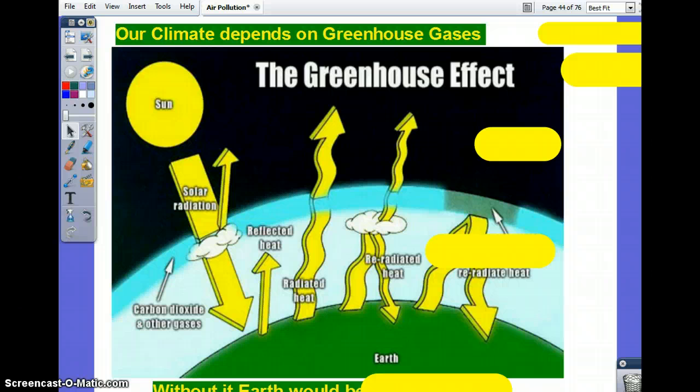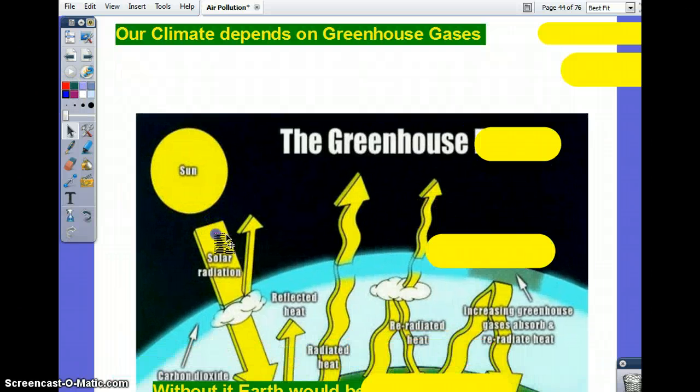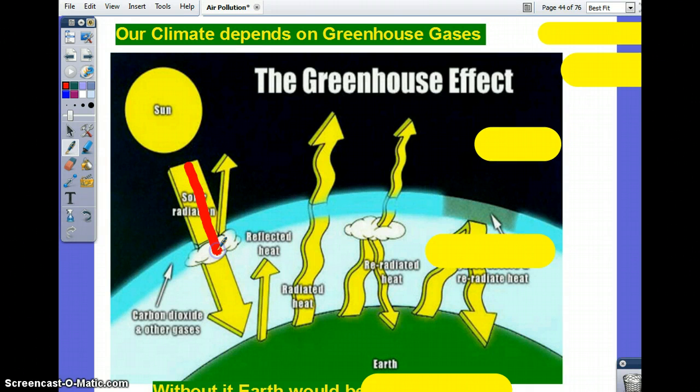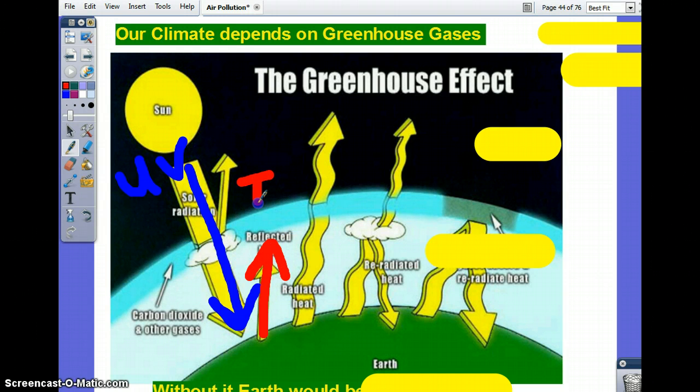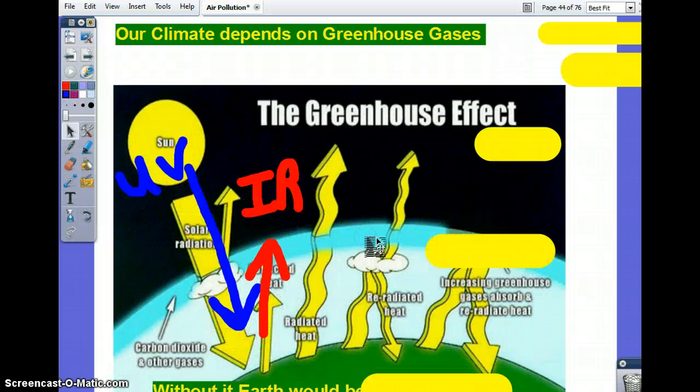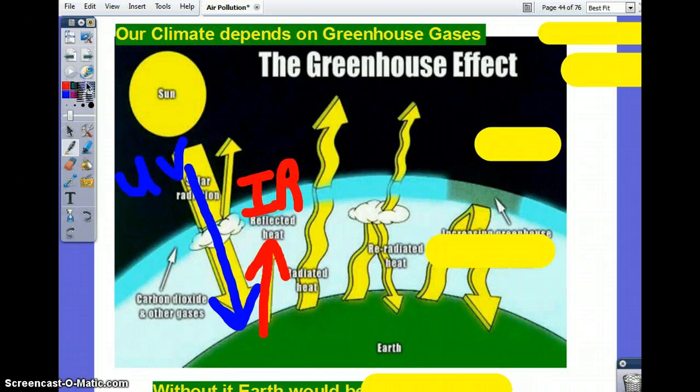So the sun rays come down as what? UV rays. Whoops. So my UV rays are going to be blue. Blue rays come down, and those are UV. When they hit Earth and travel through the atmosphere, they go up as what? Infrared rays are red. In this diagram, that's just to make the diagram a little bit easier to understand. In our atmosphere, we have greenhouse gases. In this case, we see right here water vapor, H2O, which is our number one heat trapping gas.